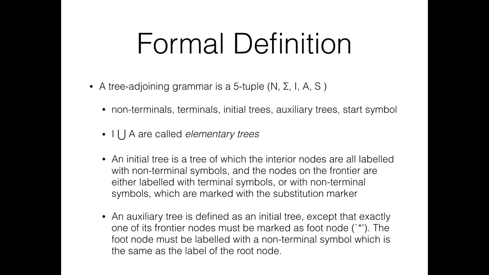An auxiliary tree is defined as an initial tree, except that exactly one of its frontier nodes must be marked as a footnode. The footnode must be labeled with a non-terminal symbol, which is the same as the label of the root node. Now, these definitions can kind of seem confusing, but we'll see an example on the subsequent slides, which is not very complicated.